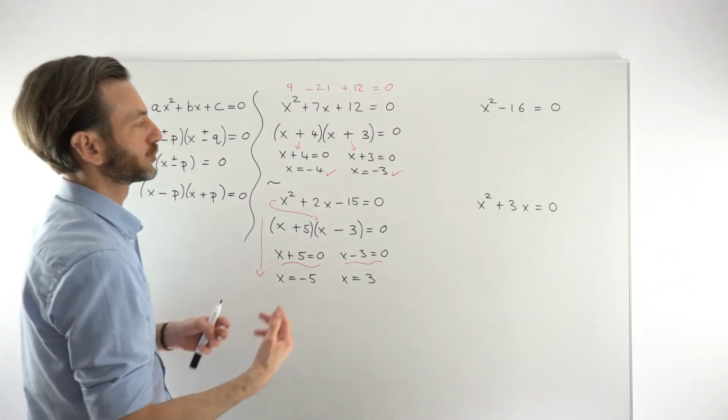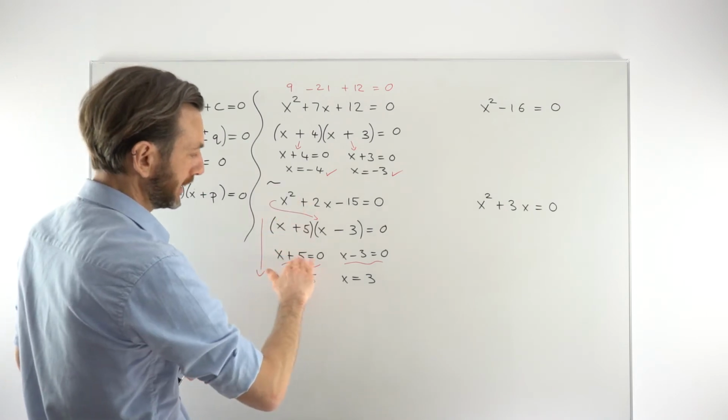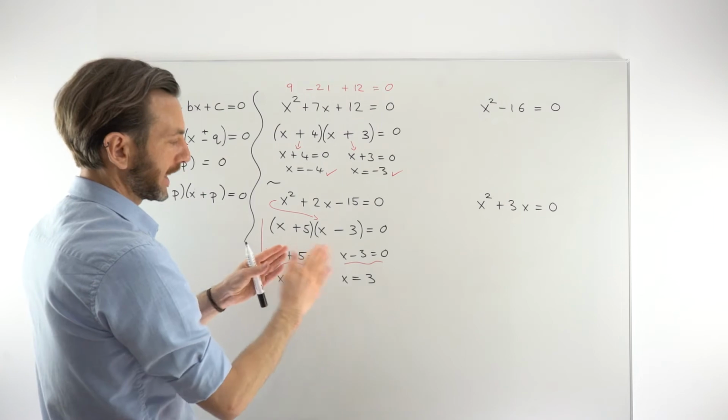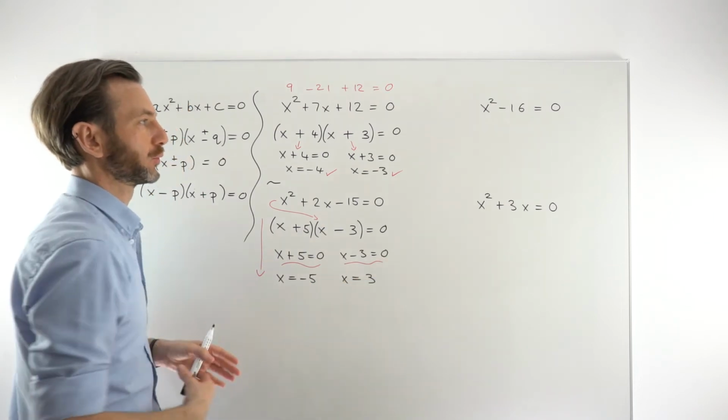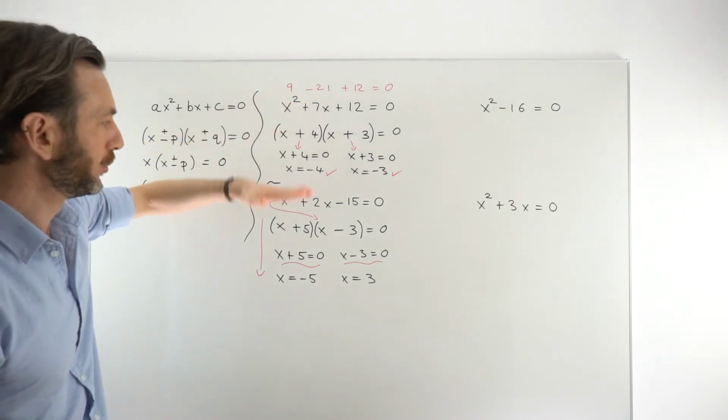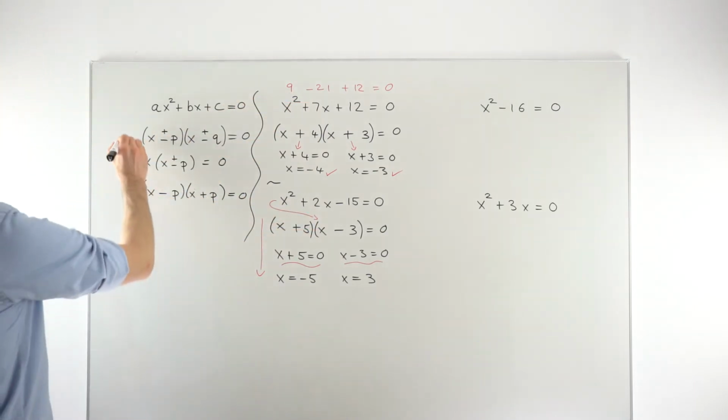At first though, as you're starting out with these, I would recommend writing in that line of working, just to get used to splitting your two brackets into two equations and then taking the process forward from there. So those were both trinomial type factorising, the first type here.